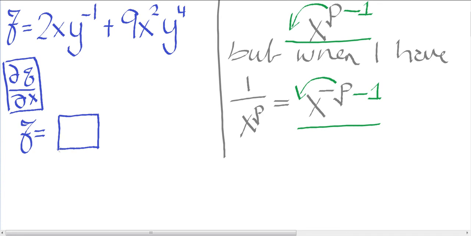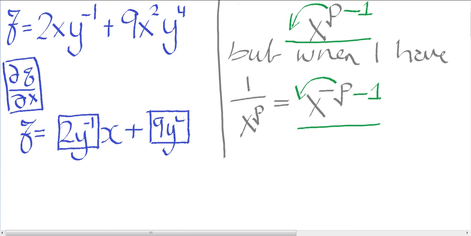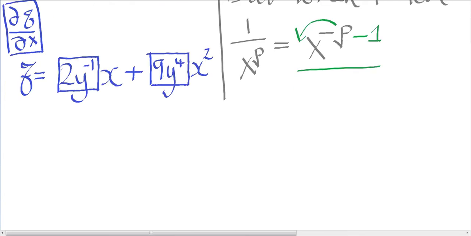So in that first term, 2x y to the minus 1, I'm going to put 2y to the minus 1 in the box, because I don't need to know about them. And the important term here is the x. I'm going to do the same for the next term. I'm going to draw a box here and put anything that is not x inside the box. So I have 9y to the power of 4. Why exactly am I doing that? Because now I'm going to treat that as if it may as well say 5x plus 7x squared, because whatever's in that box, treat it as if it's a constant.